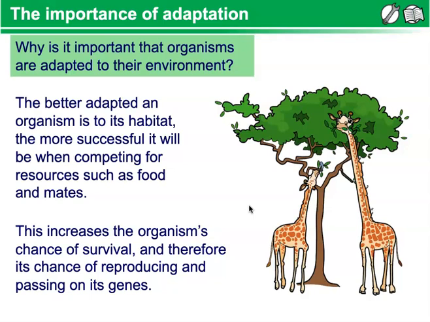So why is adaptation important? The better adapted an organism is to its habitat, the more successful it will be when competing for resources, such as food or finding mates. This increases the organism's chance of survival and therefore its chance of reproducing and passing on those genes that allowed it to be successful in the first place.